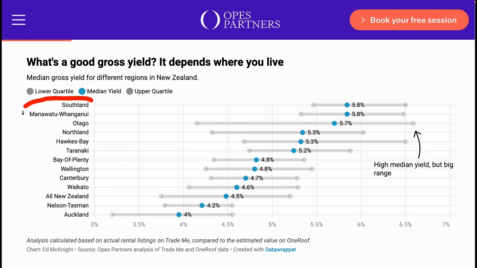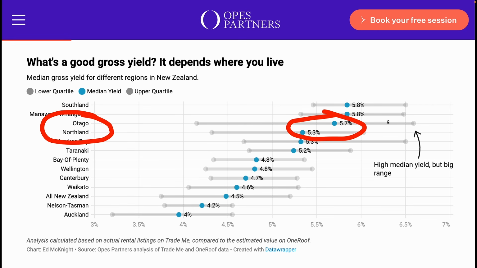At the top, we've got Southland and Manawatu Wanganui. They've got some of the highest median gross yields in the country, and they're both at around 5.8% in terms of median gross yield. Otago's pretty good, 5.7%. Northland and Hawke's Bay, they're coming up next at 5.3%. And you can see how Auckland drags down the national average because our largest city has an average gross yield of just under 4%.